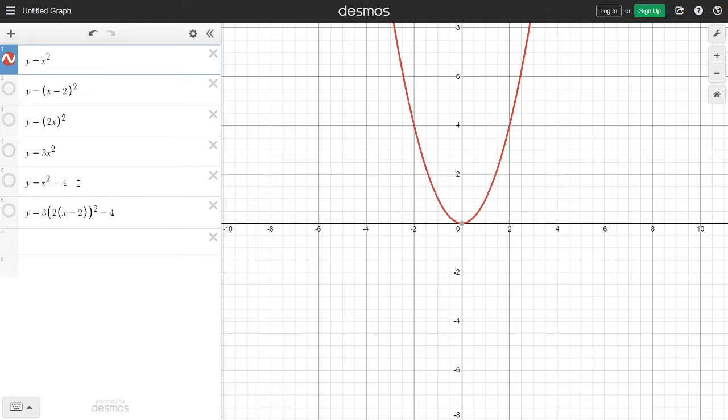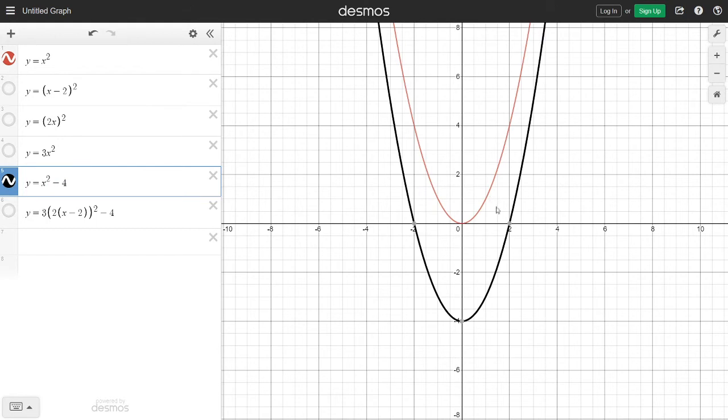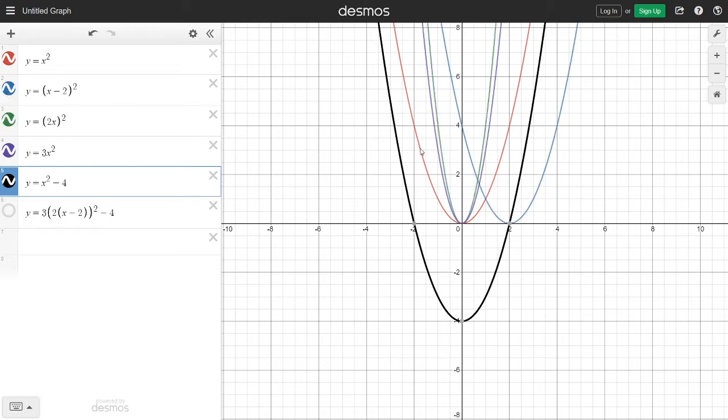Let's look at x squared minus 4. We know that this minus 4 is outside the function, so it needs to be a vertical shift. And if we plug it in, what does it do? It takes the same graph, but shifts it down by 4. Now, all of these various transformations combine to give you the final graph, which would be there.